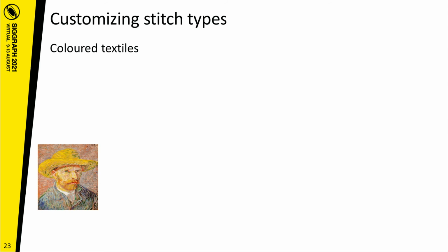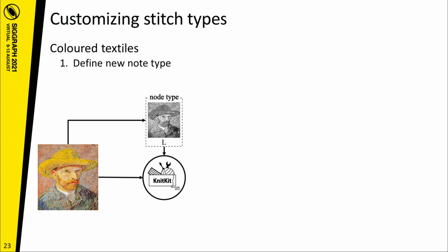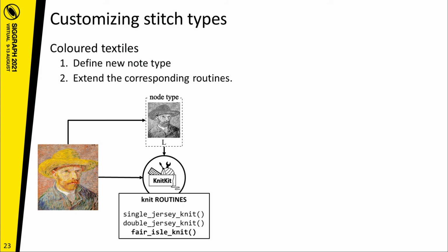So, from the image, we compute a dither luminance texture that we use to derive the knitting process. We then extend the knitting routines with a fair isle knit routine that can process the input from the texture and do the color work.